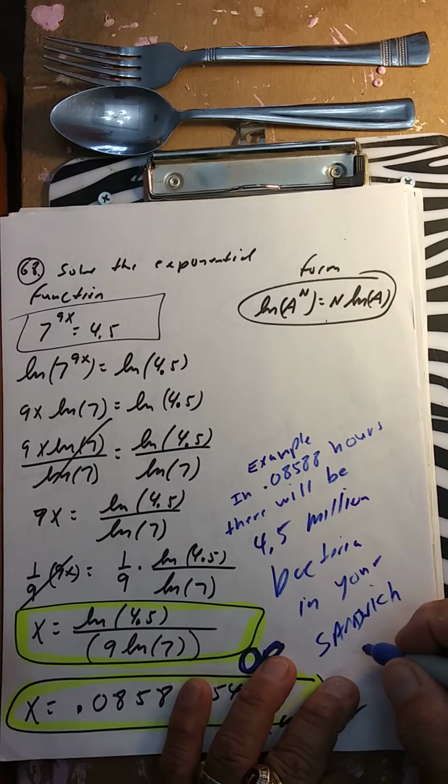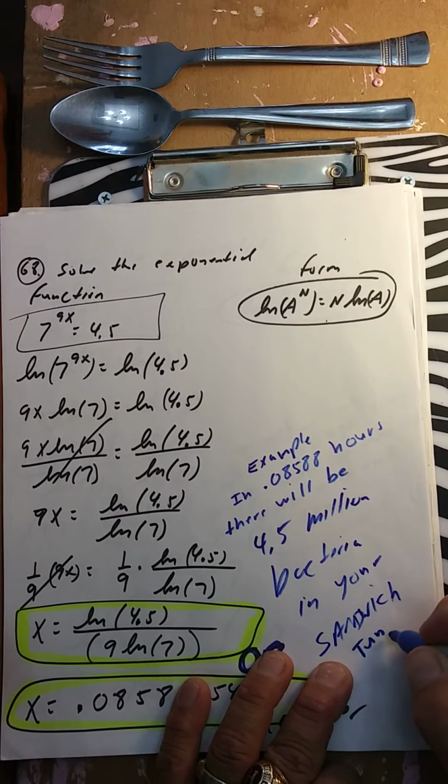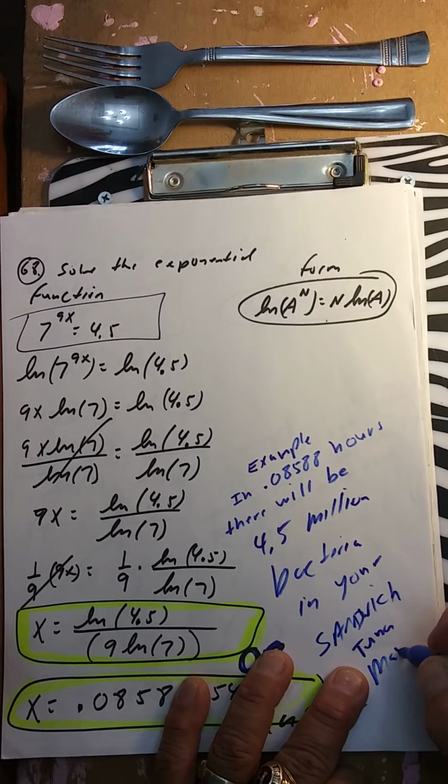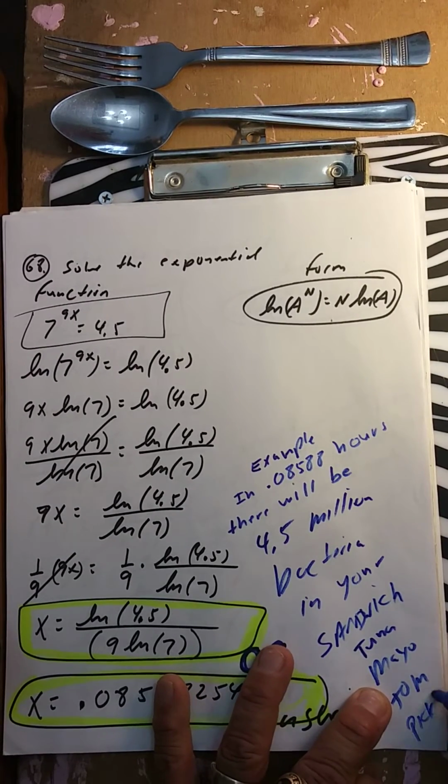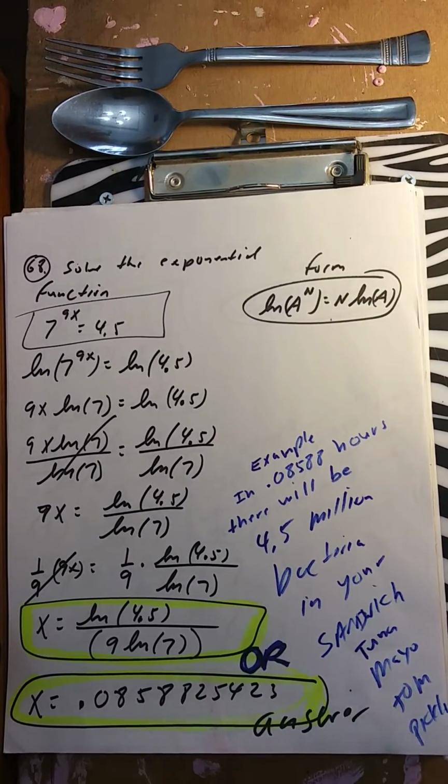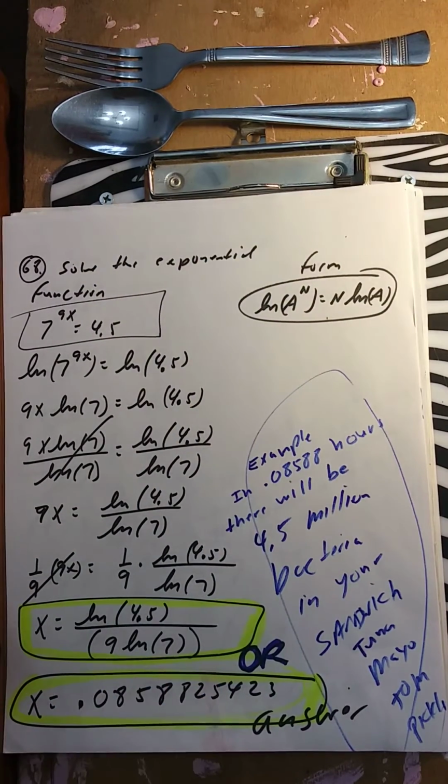What's your sandwich made of? I don't know. Tuna, mayonnaise, tomatoes maybe, pickles maybe. All kinds of cool stuff. Anyway, there it is. In 0.0858 hours, there will be 4.5 million bacteria in every little spot of your sandwich. The tuna, mayo, tomato, pickle sandwich.